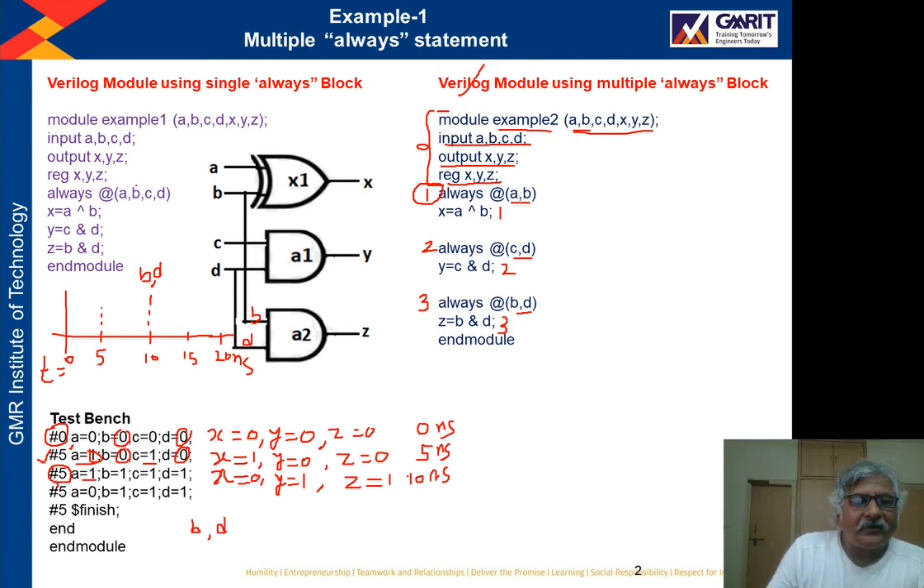Now after this, again after 5ns, we are talking about 15ns. At this point, what happened? The value of A changed from 1 to 0, so an event occurred on A. The value of B remains the same, it is 1. The value of C remains the same, it is 1. The value of D remains the same, it is 1. So at 15ns, the event occurred on A.